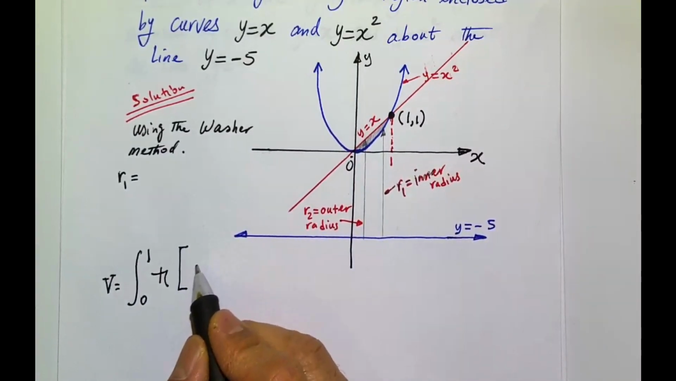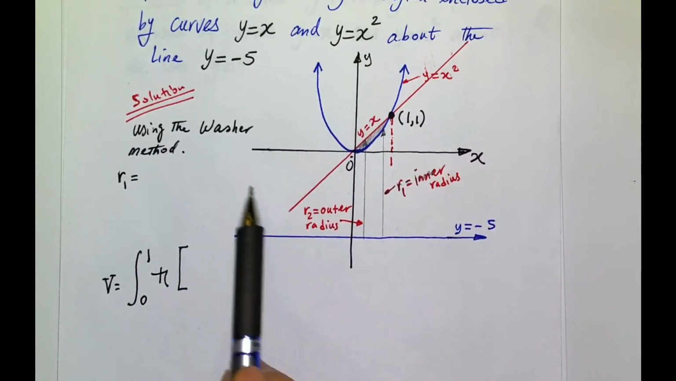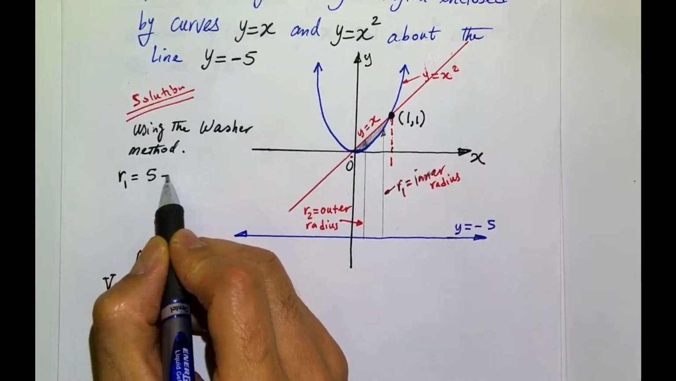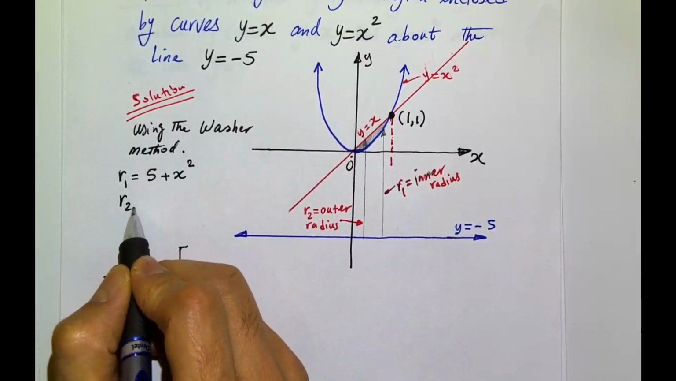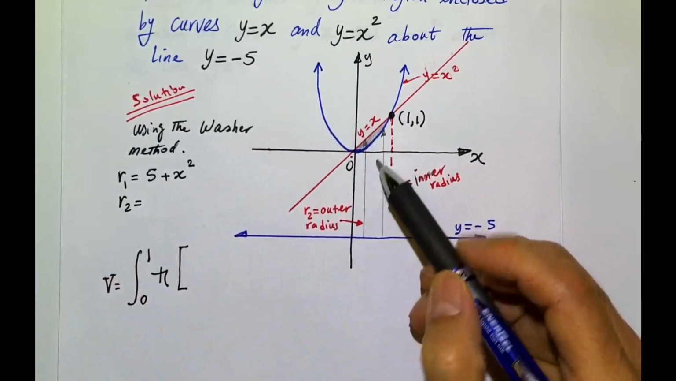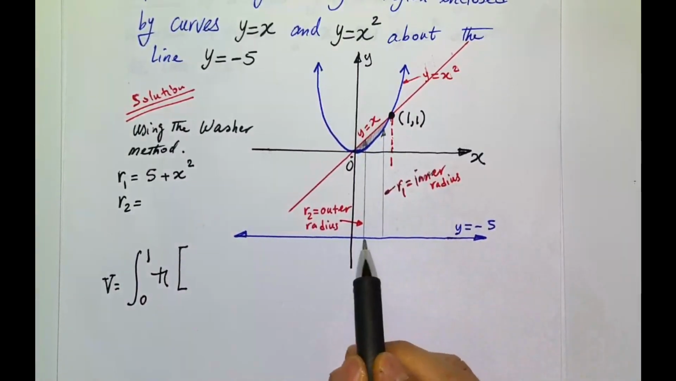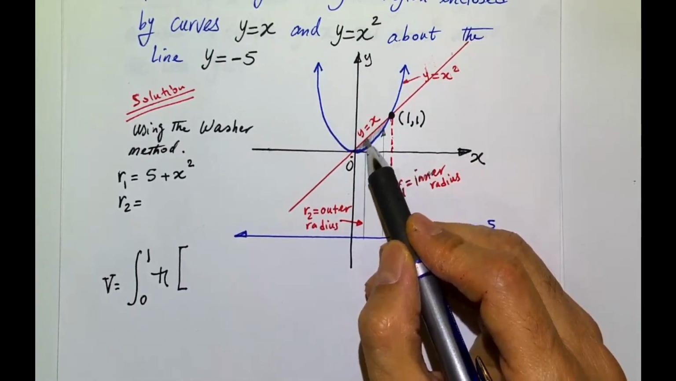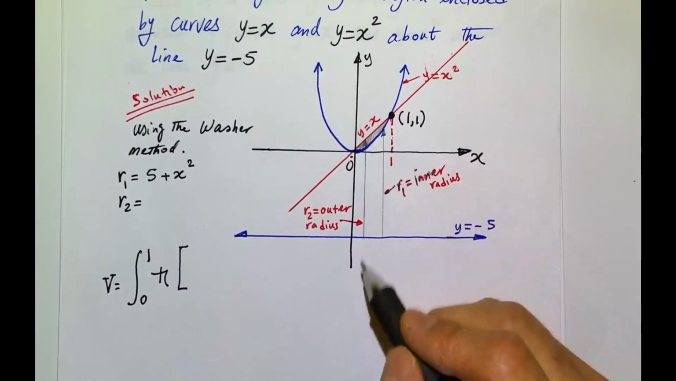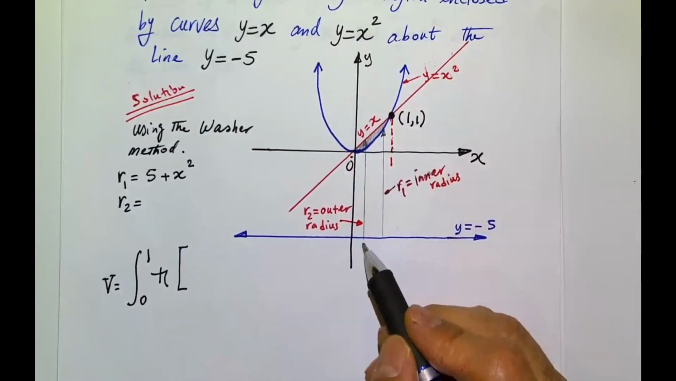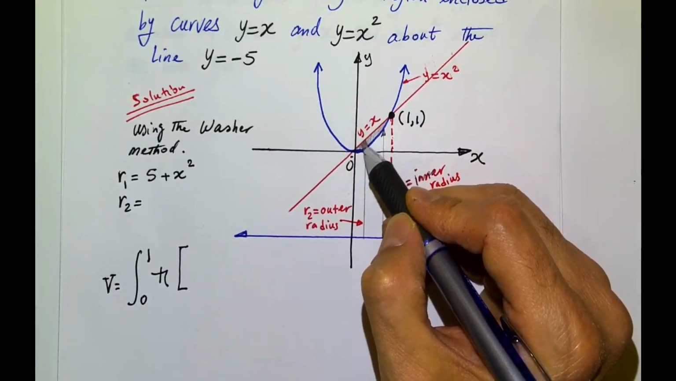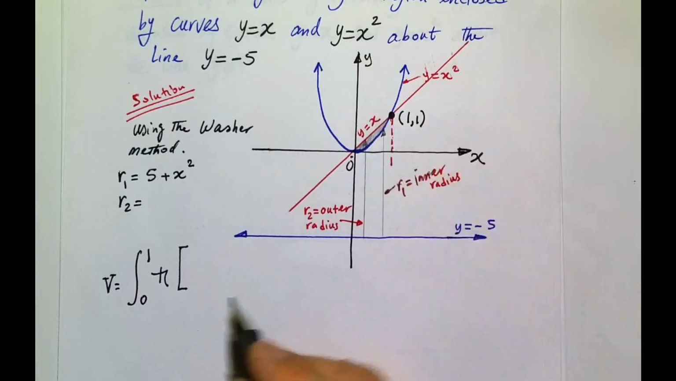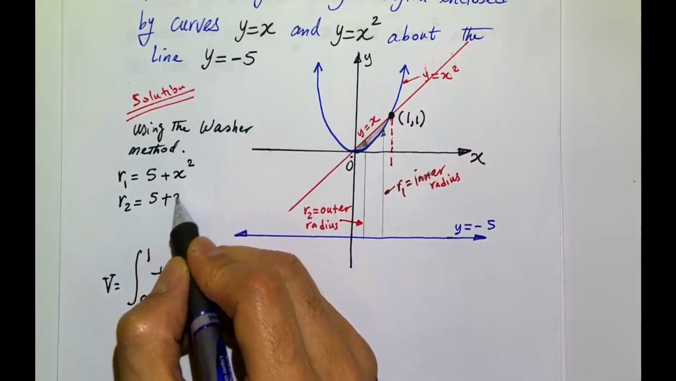So we have 5, so right here, 5 plus x squared. That's our inner radius. Now the outer radius is the distance from this axis about which we're rotating all the way to that y equals x line. From here to the x-axis is 5 units, we know that. And then 5 plus x, whatever that point is on the y equals x line. So that would be 5 plus x.